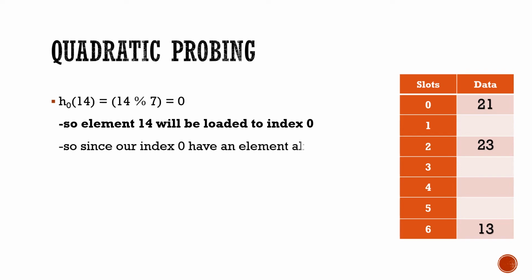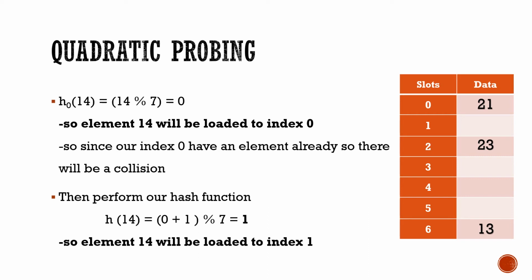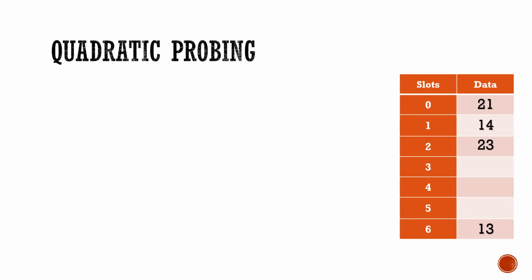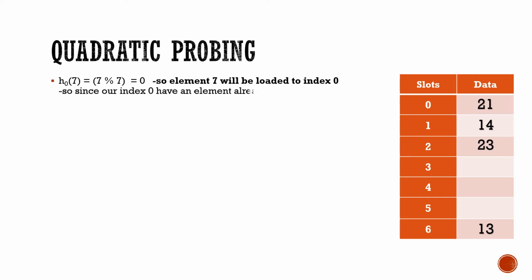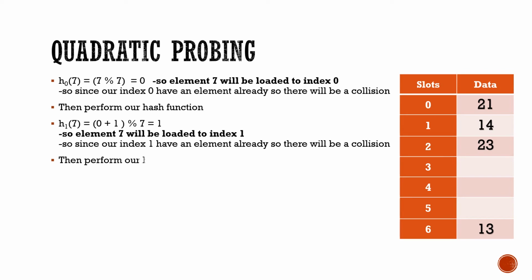Since index 0 has an element already, there will be a collision. Then perform our hash function. h1 of 14 equals 0 plus 1 modulo 7 equals 1, so element 14 will be loaded to index 1. Now 7 modulo 7 equals 0, so element 7 will be loaded to index 0. Since index 0 has an element already, there will be a collision. Then perform our hash function. h1 of 7 equals 0 plus 1 modulo 7 equals 1. So element 7 will be loaded to index 1.